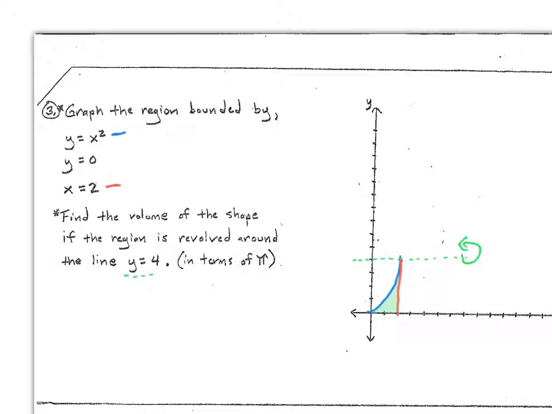But the problem is I'm not rotating it around the x-axis. I'm rotating it around the line y equals 4. So that's a little bit of a different look than what we did in class. So what we're going to look at is how you get around this.